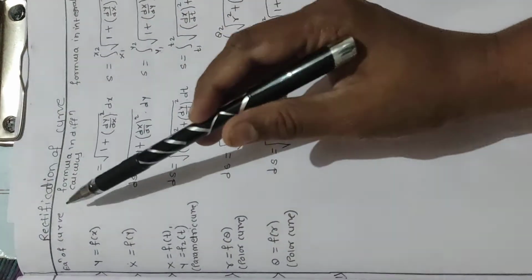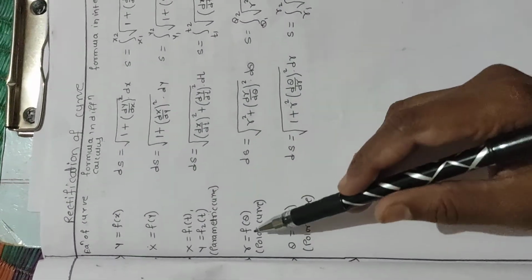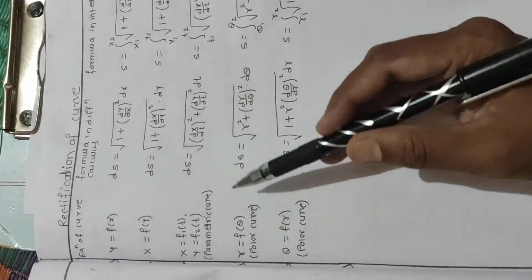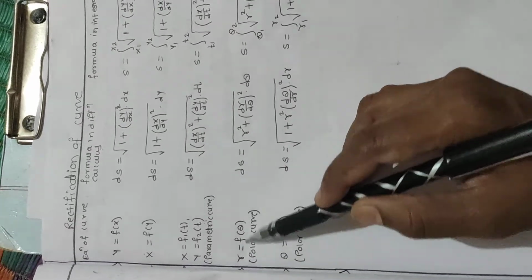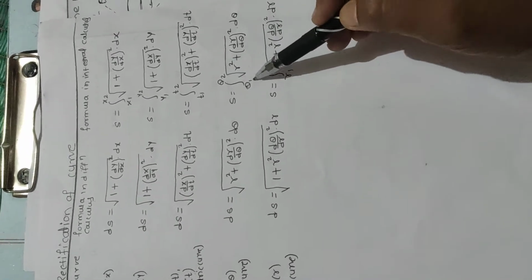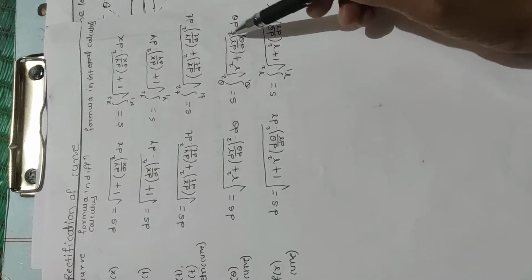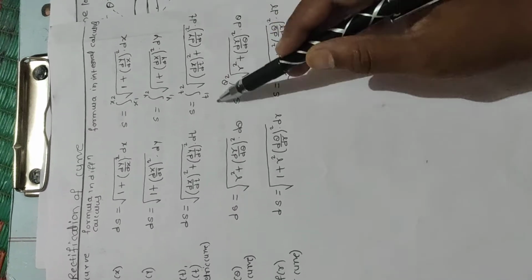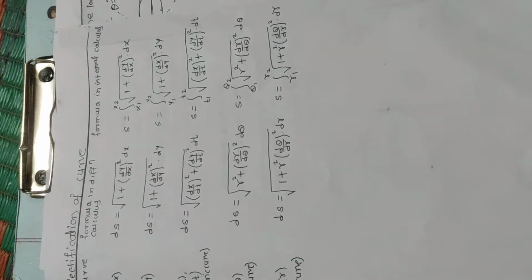See here, these are the results of the rectification of curves. Our curve is r square equal to a square cos 2 theta. That means the form r equal to f of theta is given. So what is the result for r equal to f of theta? Length s equal to integral theta 1 to theta 2 of the square root of r square plus (dr by d theta) square, with respect to theta. So we have to apply this result for this curve and then find the length of the upper arc.